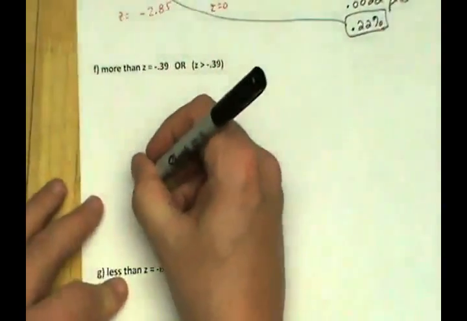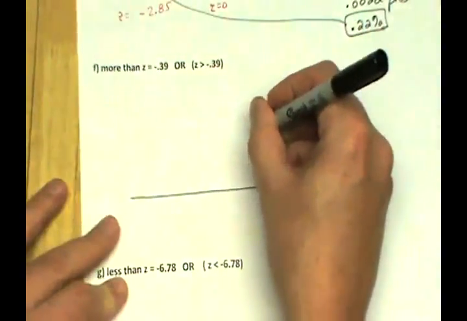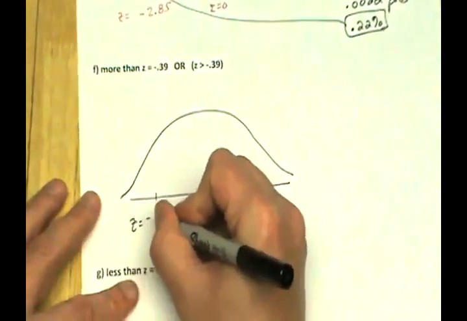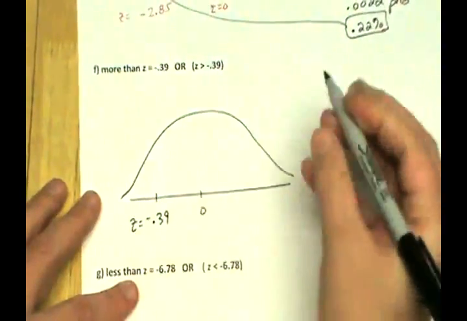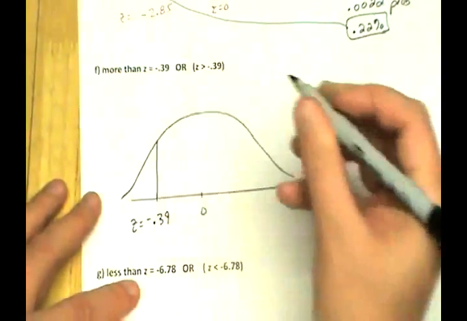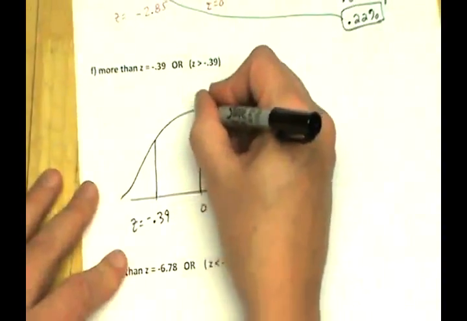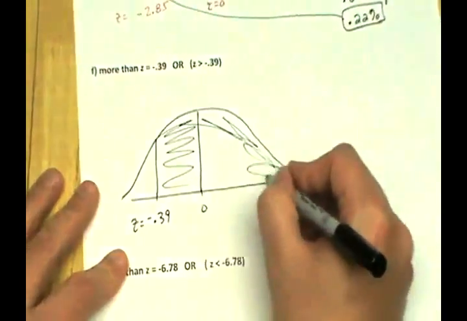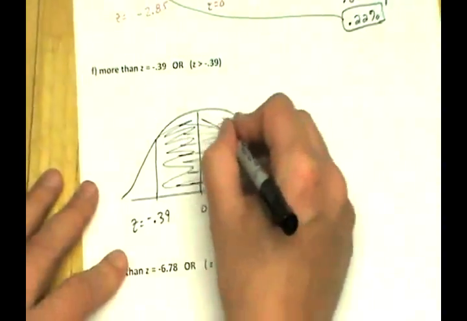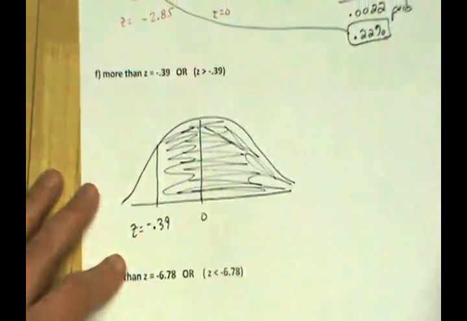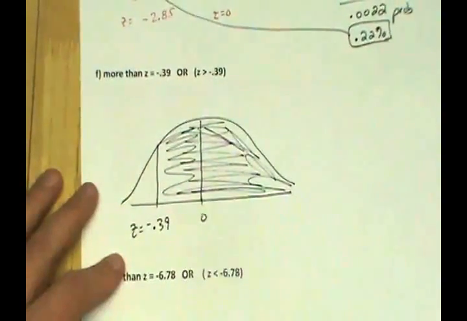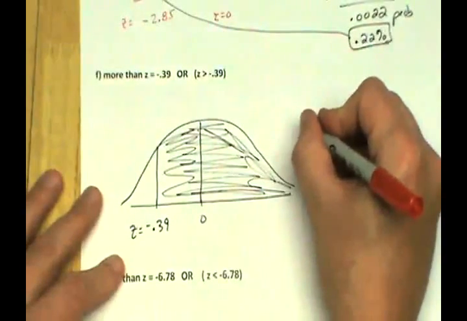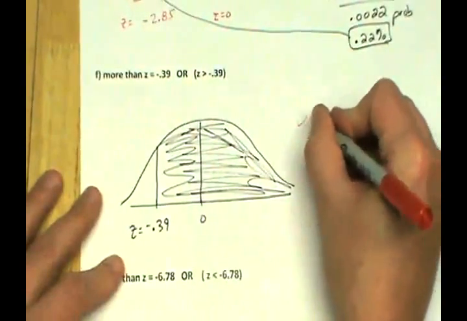All right, here we go. More than negative 0.39. Negative is on the left. We want more than, so we want to go here. Not only do we want more than up to 0, but don't stop. We want everything more than, which is to the right. So we know two things. Does my shaded region cross 0? You're going to say yes, so that means you're going to add. That's a check mark.